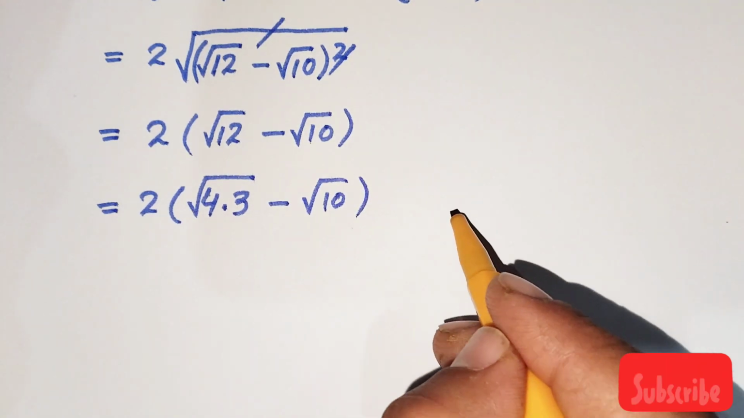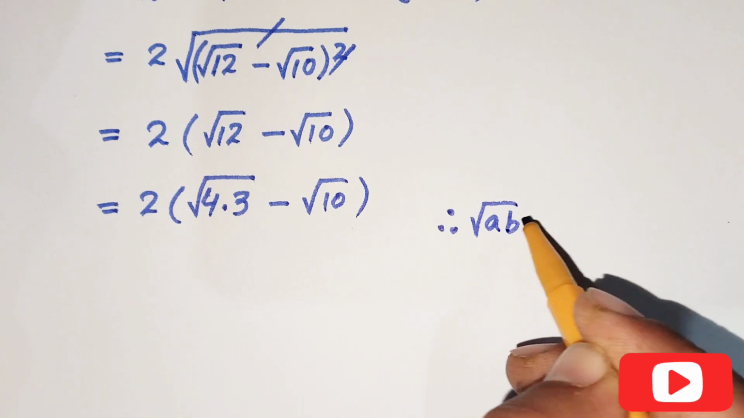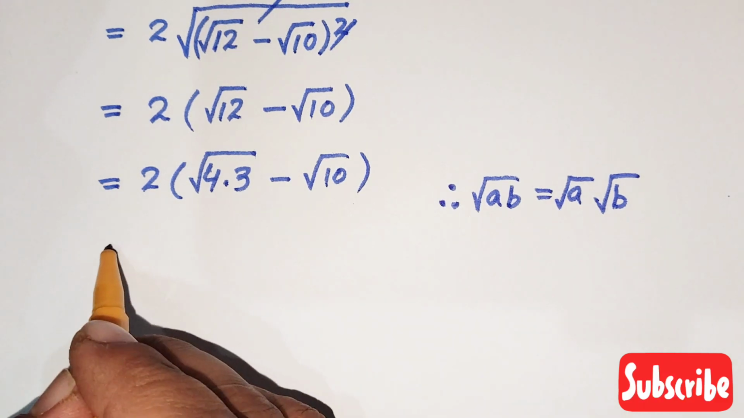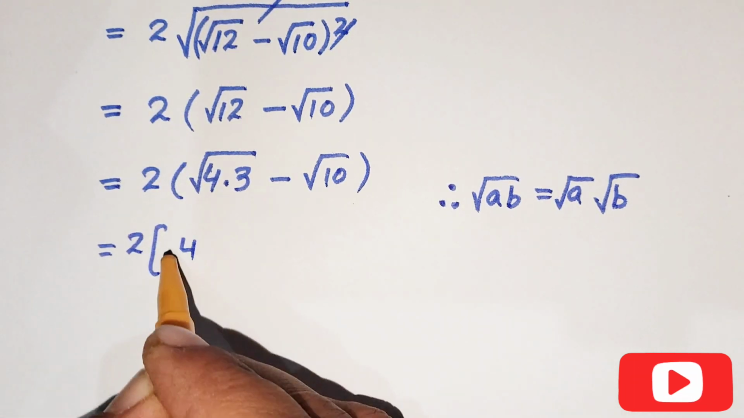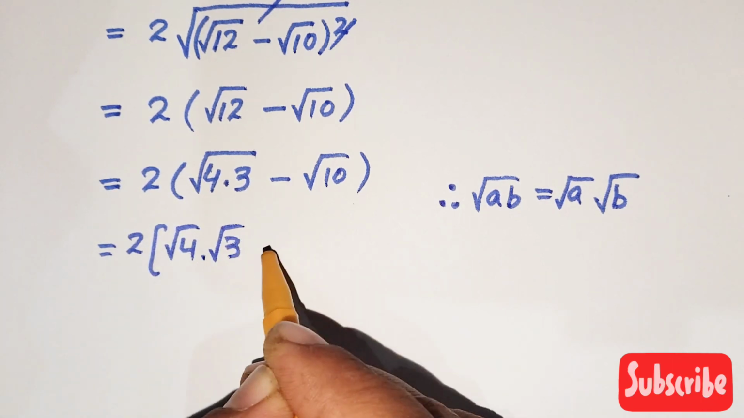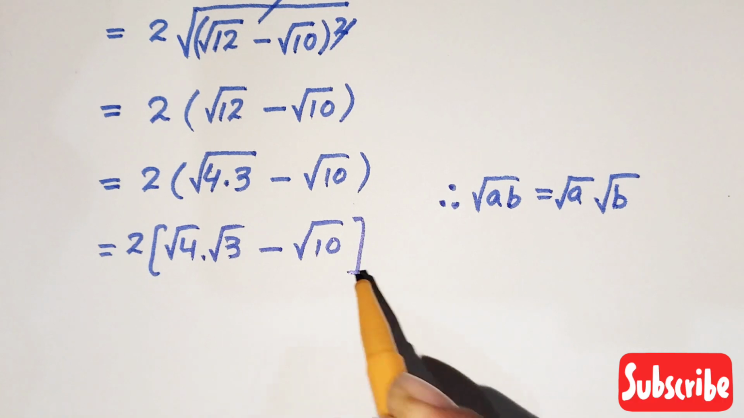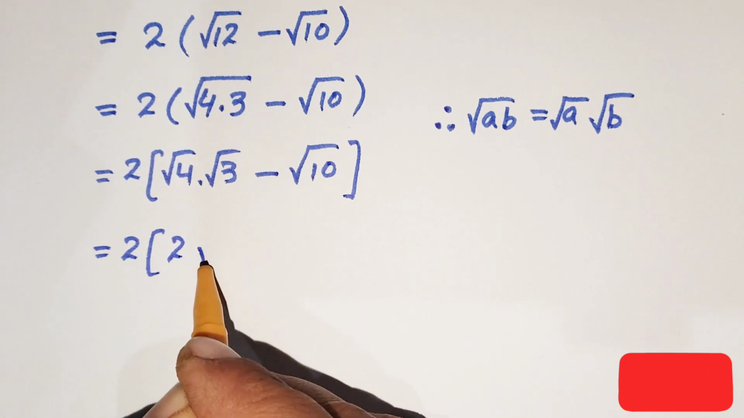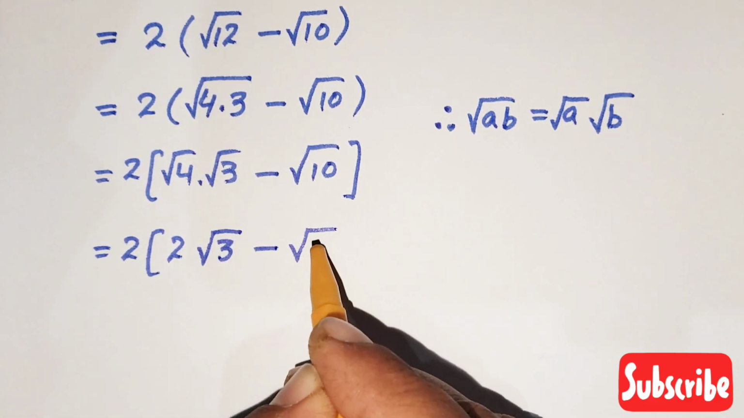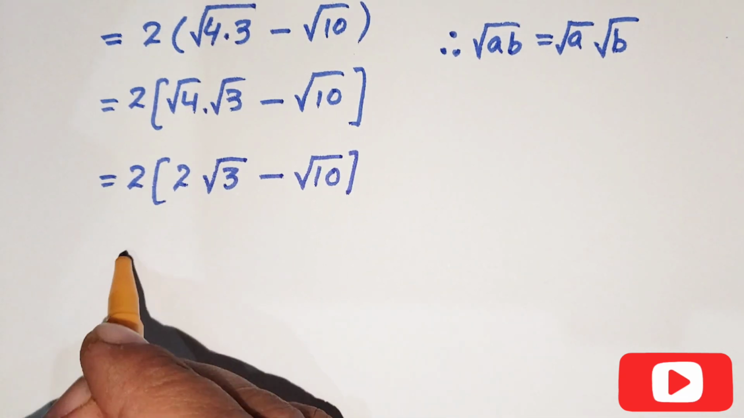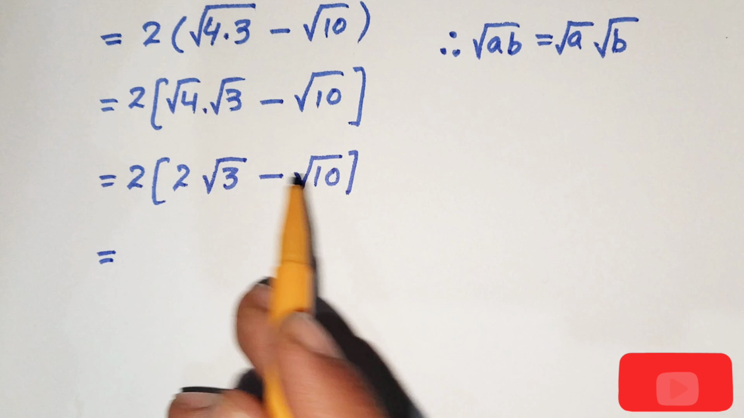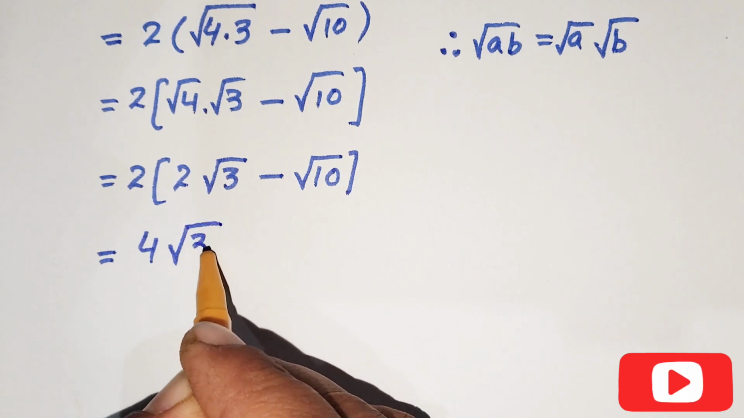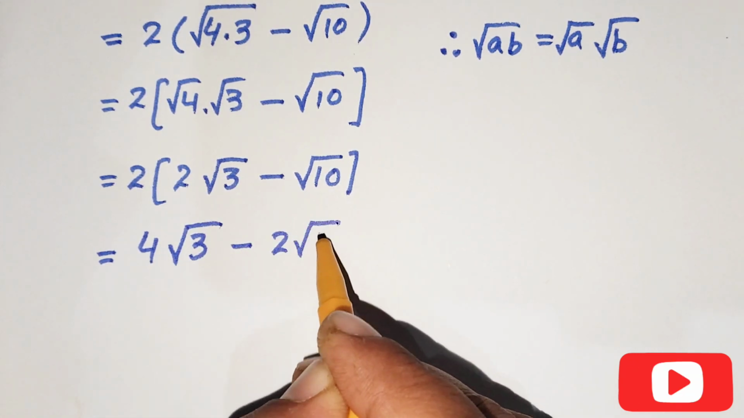So now using again the identity that the square root of a times b is equal to the square root of a times the square root of b, separating 4 and 3, we get 2 times the square root of 4 times the square root of 3 minus the square root of 10. We know that the square root of 4 is equal to 2, so the square root of 3 minus the square root of 10. Now when we multiply 2 inside the braces, we get 2 times 2 is 4, so 4 square root of 3 minus 2 square root of 10.